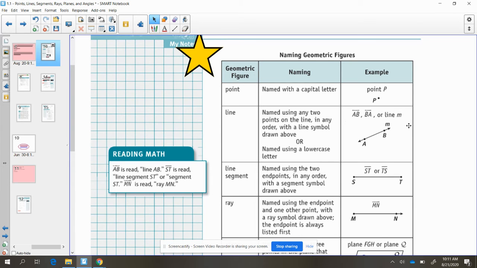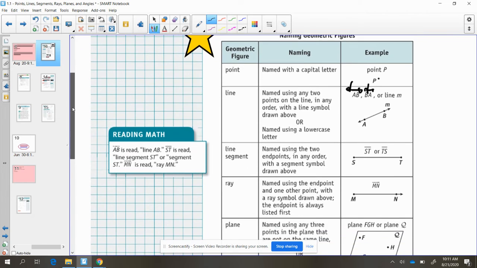Now, one thing you should notice here is that there is an arrow above each of these. I know it's hard to see in your book, but these should be arrows. Because we are talking about lines, they need to be a little line drawn above them. Okay, lines go on for infinity and beyond, so we need those arrows to show that.